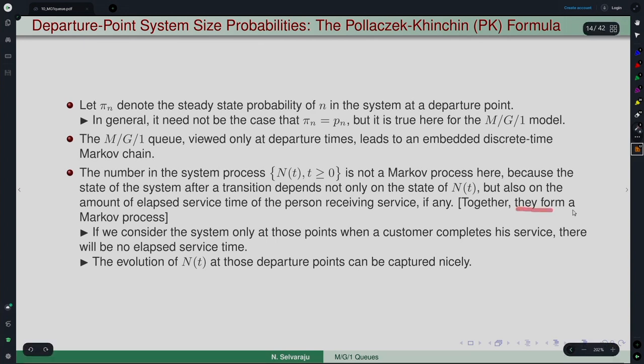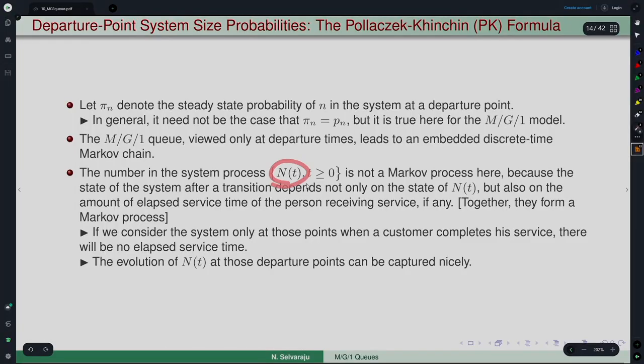That is what we said, together they form a Markov process. N(t) alone is not a Markov process. Markov process means what? Whether it is in one dimension or two dimensions or any number of dimensions, the future evolution of the process depends only on the current state of the process. If that is the case, then the Markovian property holds true, right? It does not depend on anything in the past. That is what you are seeing here.